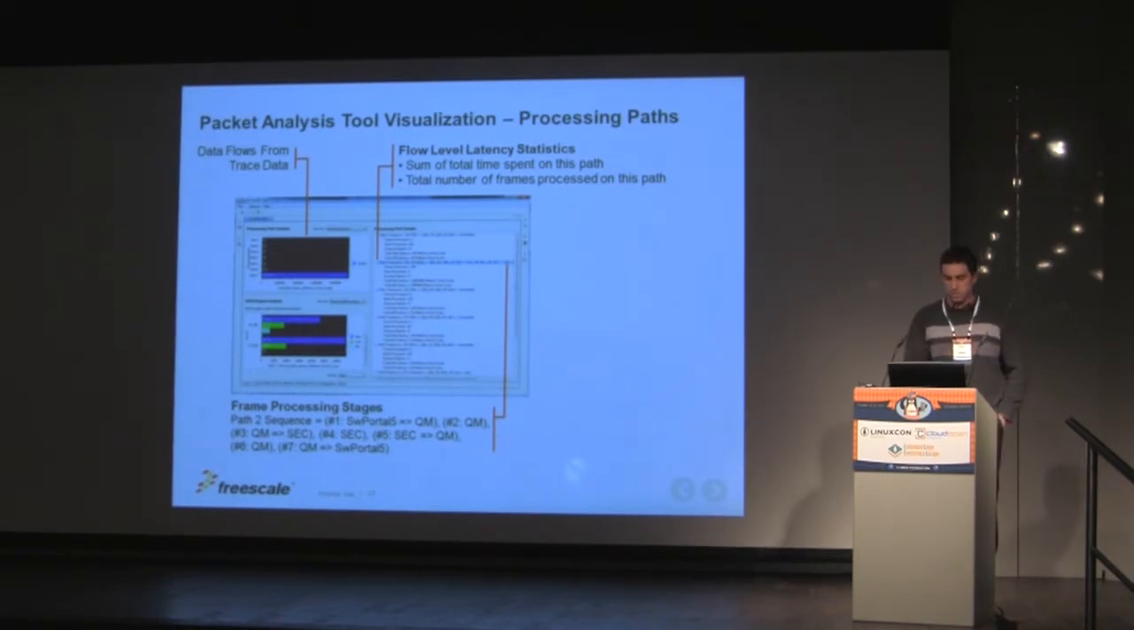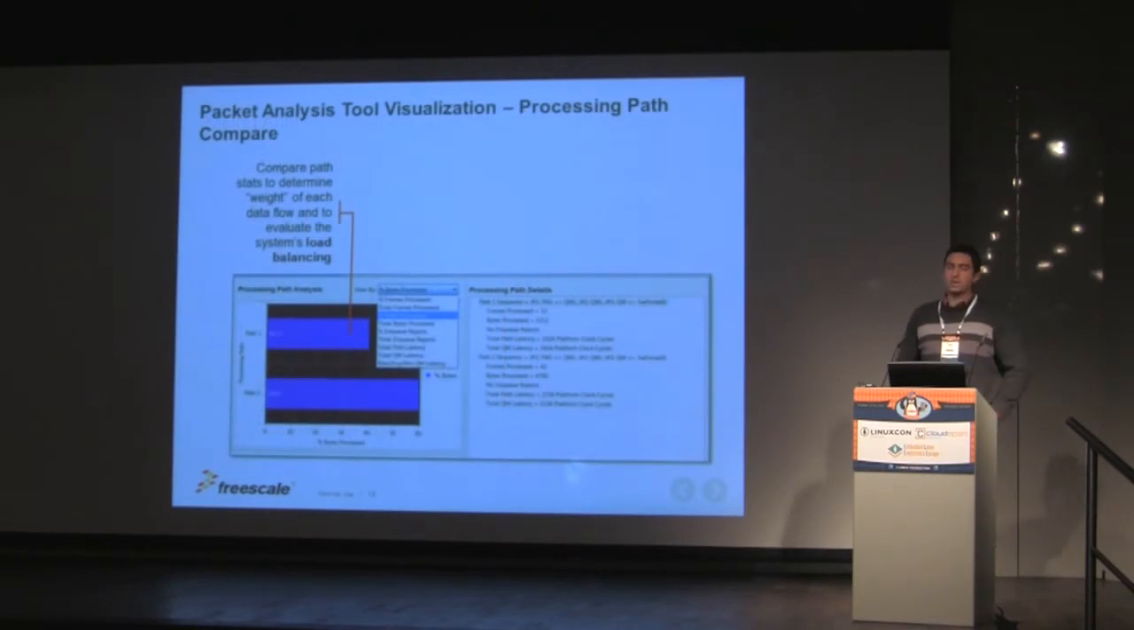And on the next slide, I'll show that you can use this system to understand how the load balancing was achieved in the system. You can see in this example that 60% of the packets went on one path, whereas 40% of the packets went on a different path. So this way, it's very easy to understand what happened with your system at the macro level.